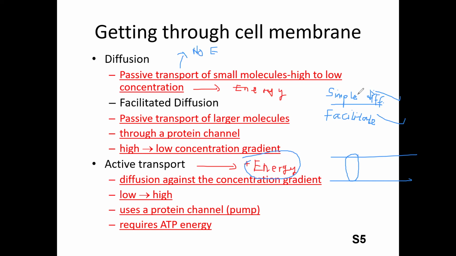In the case of facilitated diffusion, usually larger molecules pass through a protein channel from the region of higher concentration to the region of lower concentration. In this case, apart from a protein channel, a protein carrier is also needed. But in active transport, energy is needed, and there is the need of a protein channel, and it moves against a concentration gradient, that is, from the region of lower concentration to the region of higher concentration.